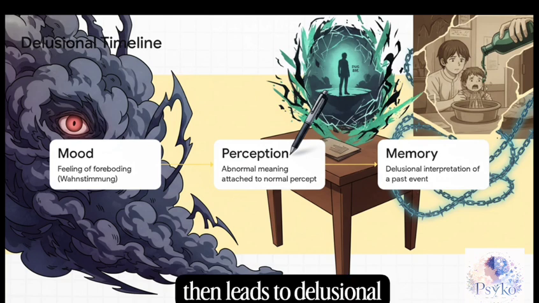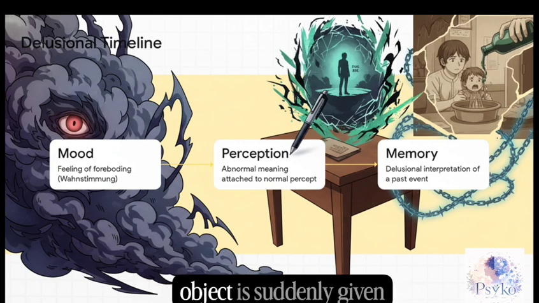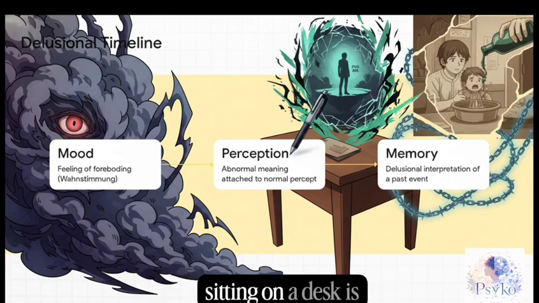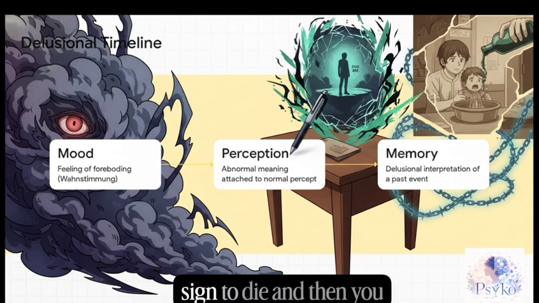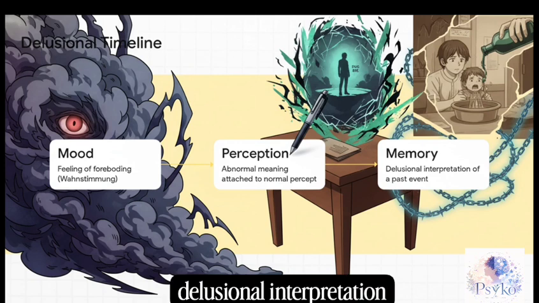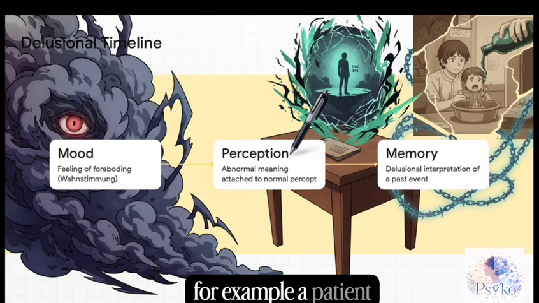This then leads to delusional perception, where a completely normal object is suddenly given a profound, abnormal meaning, like a pen sitting on a desk is suddenly interpreted as a sign to die. And then you get delusional memory. This is where a delusional interpretation is attached to a past, completely genuine event. For example, a patient falsely remembering a perfectly normal episode of stomach flu vomiting from years ago and now suddenly interpreting it as an intentional poisoning attempt by their family.